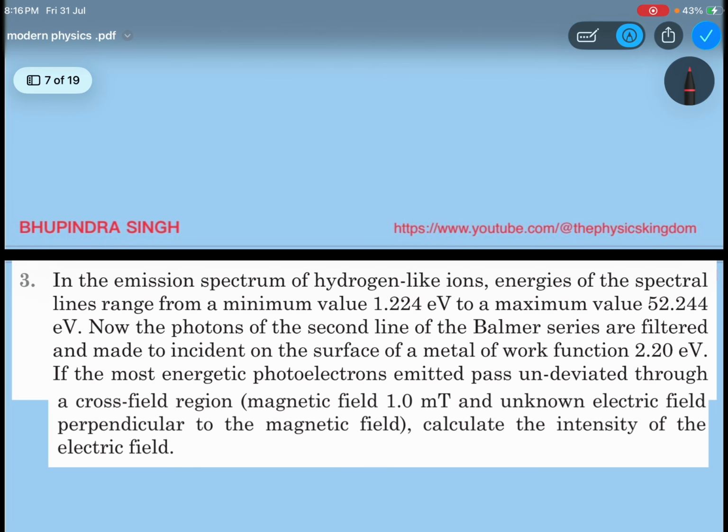Question number 3. This question is a bit easier. Again it is multi-concept, using crossed electromagnetic fields and the hydrogen spectrum. Now let's first understand the question. They are saying that in the emission spectrum of hydrogen-like ions, energies of spectral lines range from a minimum value to a maximum value.